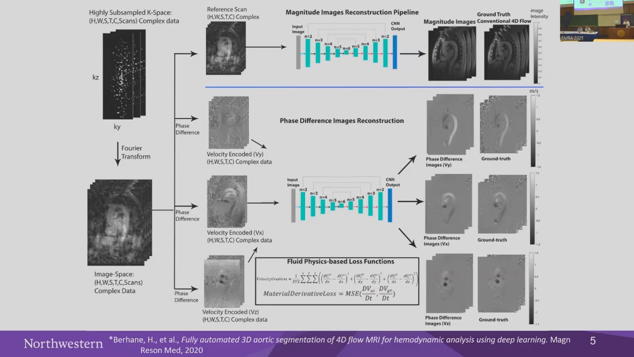The basic setup for the model uses 2 different CNNs. On the top, there's one that will reconstruct the magnitude images. And then at the bottom, there's another one that has 3 output layers to generate the velocities altogether using this fluid physics based loss function.